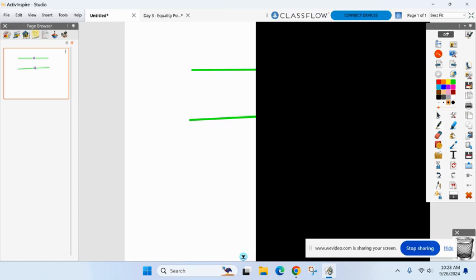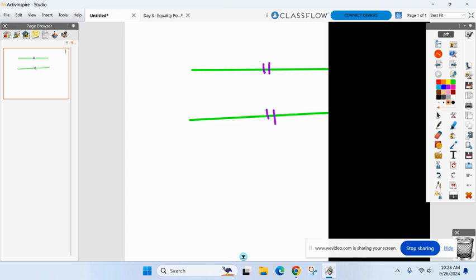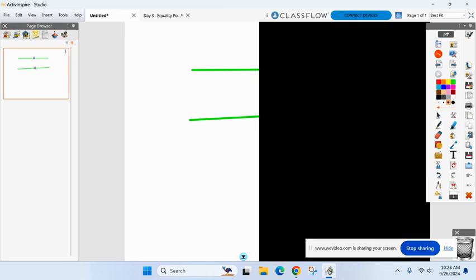What do I know about the halves now? Are they congruent? Yes. Okay, why are they congruent? Because I started out with equal segments, congruent segments, and I did what to them? Cut them in half, correct. So that's our last one today.